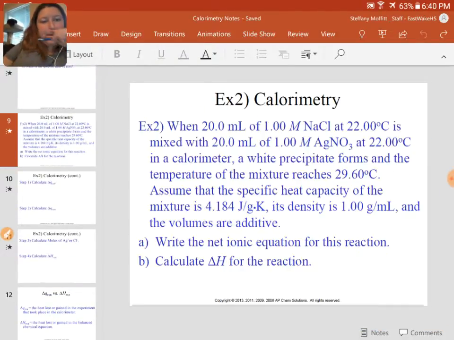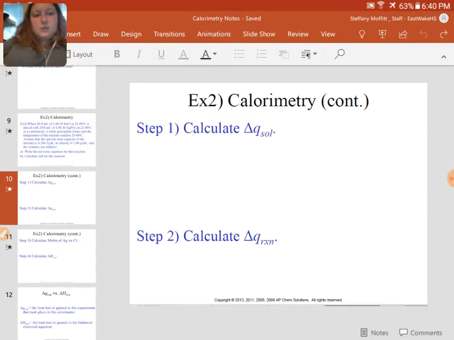Example number 2. When 20 milliliters of 1 molar NaCl at 22 degrees Celsius is mixed with 20 milliliters of 1 molar AgNO3 at 22 degrees Celsius in a calorimeter, a white precipitate forms, and the temperature of the mixture reaches 29.6 degrees Celsius. Assume that the specific heat capacity of the mixture is 4.184 joules per gram Kelvin. Its density is 1 gram per milliliter, and the volumes are additive. It says, first, write the net ionic equation for this reaction.